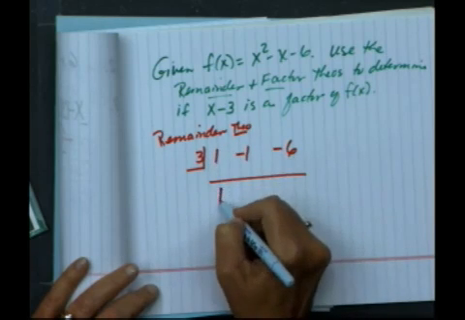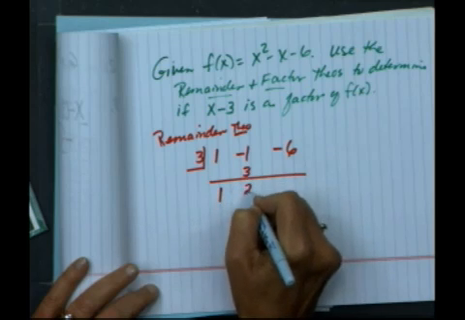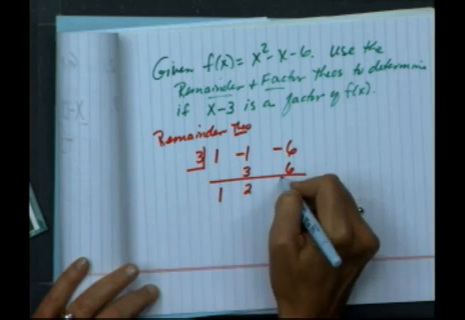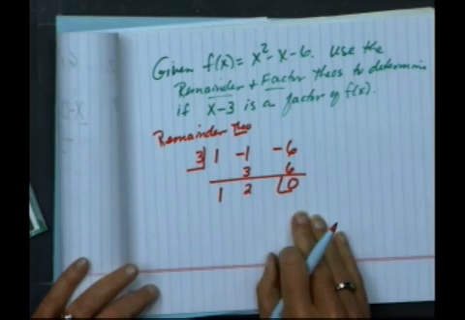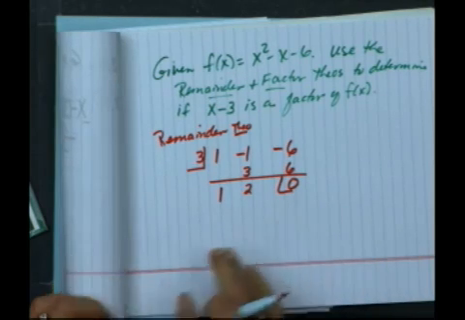So I bring down the 1. 1 times 3 is 3, add. 2 times 3 is 6, add. The last position is 0.